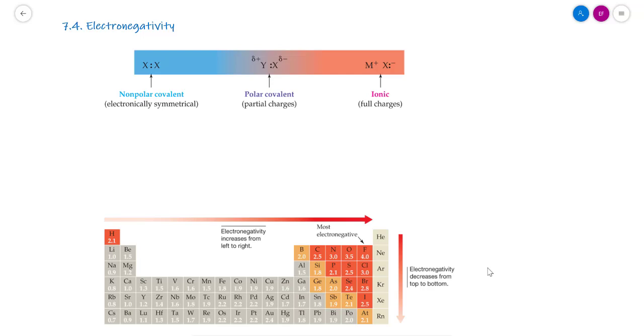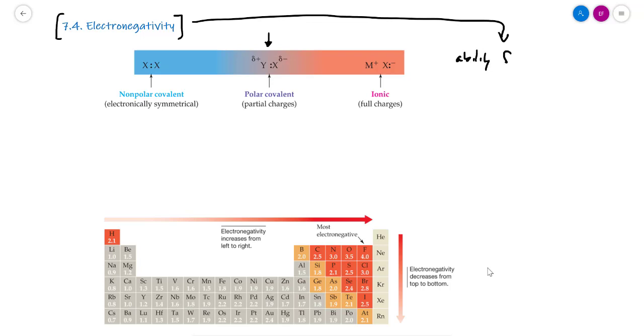So how do we assess how polar a bond is, or how partially positive and partially negative a covalent bond is between two atoms? That requires us to invoke this concept of electronegativity, which is not really that different from what we've already thought about. Electronegativity is the ability for an atom to attract shared electrons in a covalent bond.